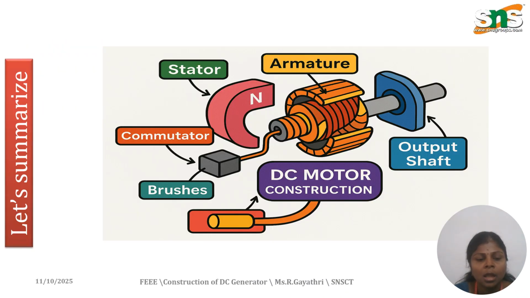Let us summarize the topic we have discussed. The DC motor construction has a stator and rotor. The stator is the stationary part and the rotor is the rotating part, and the armature will be there. In the armature there will be armature winding, and on the outer side there will be a shaft where the load will be connected, and brushes and commutator will be there. In the commutator there will be commutator segments.